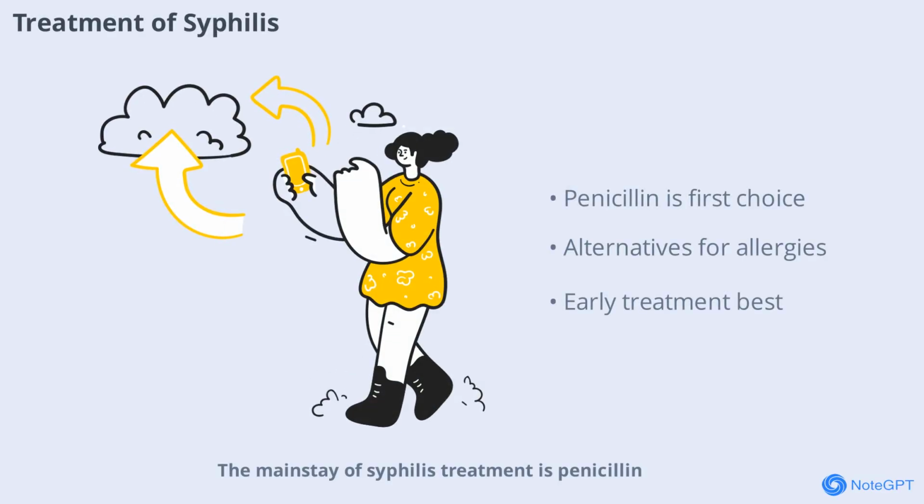The mainstay of syphilis treatment is penicillin, specifically benzathine penicillin G. Alternative antibiotics like erythromycin, tetracycline, or ceftriaxone may be used in cases of allergy. Early treatment is highly effective and prevents progression to later stages. Regular follow-up and partner notification are important to control the spread of infection.